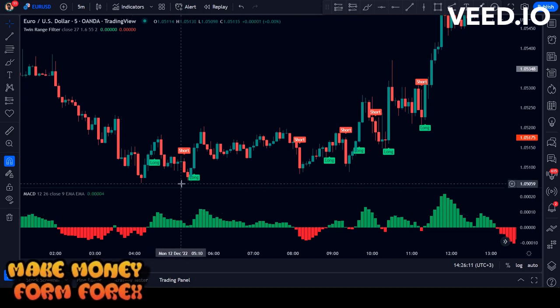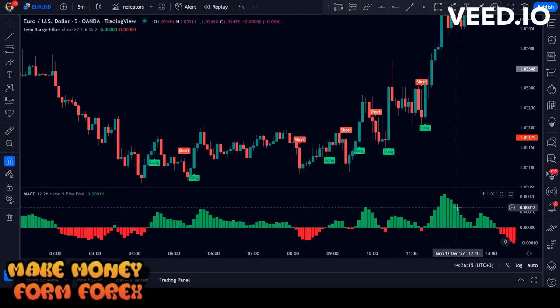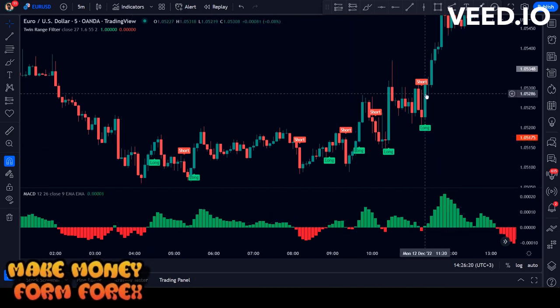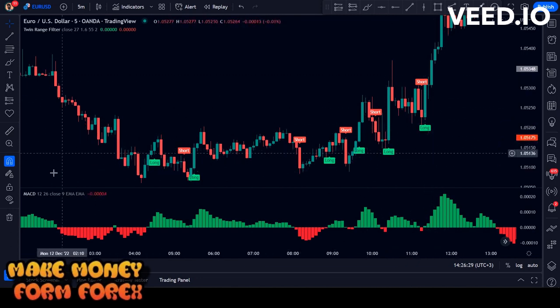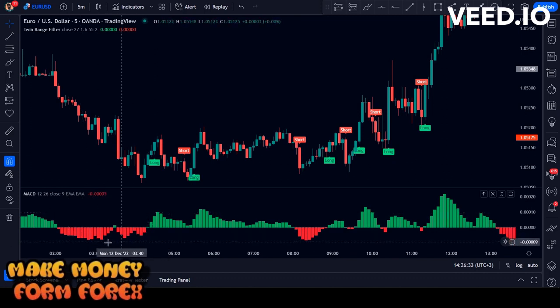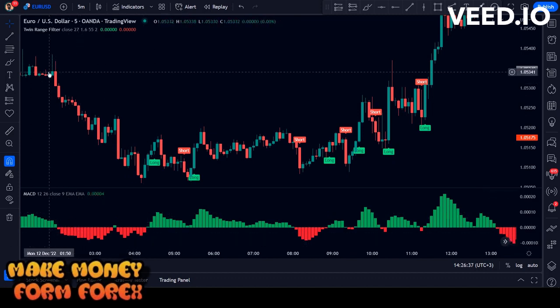When the histogram is green, it means that the market is in a short-term bullish trend, so we will be looking to only take long trades. And when the histogram is red, it means that the market is in a short-term bearish trend and we will be looking to only take short trades.